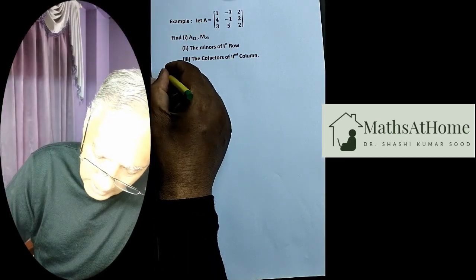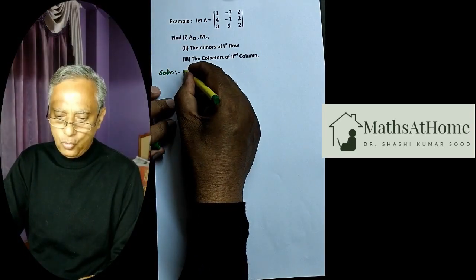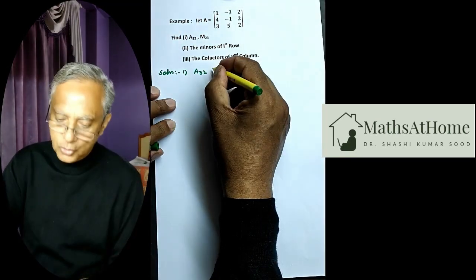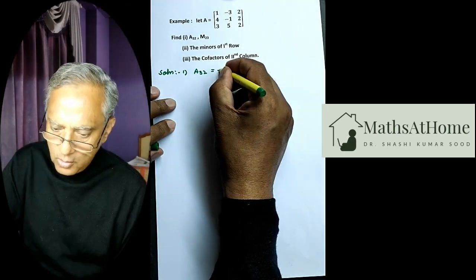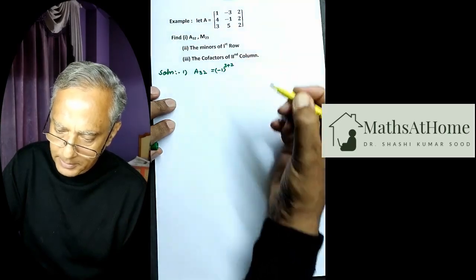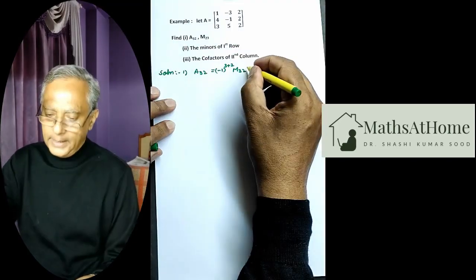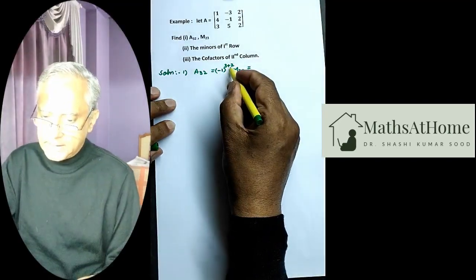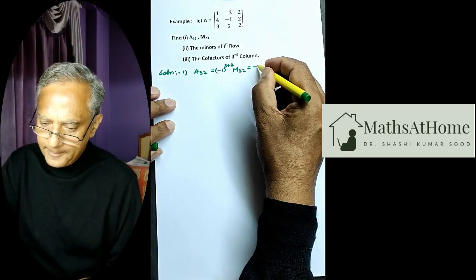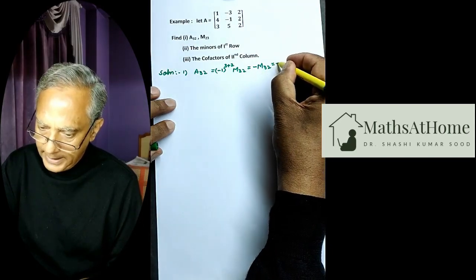So first of all we will find A3, 2. This is equal to the minor with proper sign: minus 1 to the power of 3 plus 2, into M3, 2. Now 5 is odd, so this will be minus M3, 2.